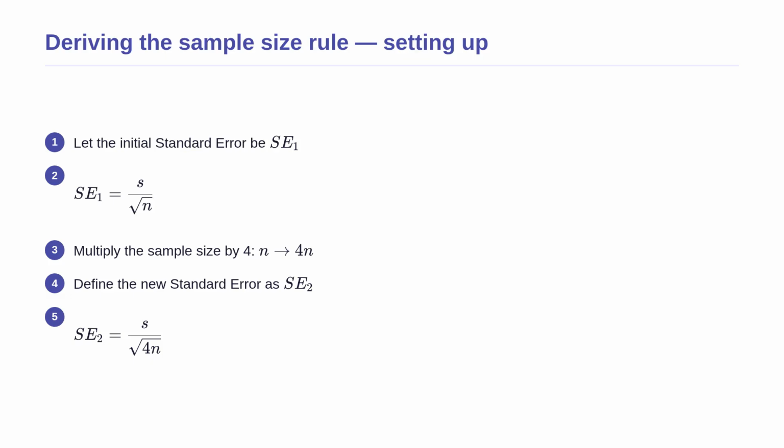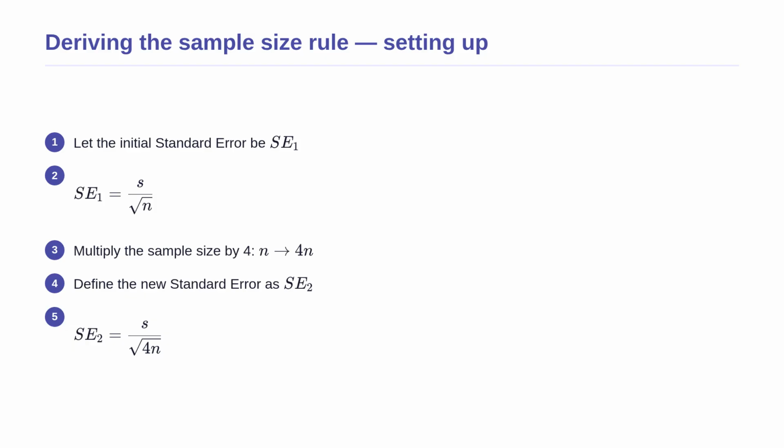These two botanist studies perfectly demonstrate a fundamental rule of experimental design. So let us prove mathematically why quadrupling the sample size cuts the error in half. We are setting out to establish the exact relationship between a multiplier on the sample size and the resulting standard error. We start by defining our initial state.